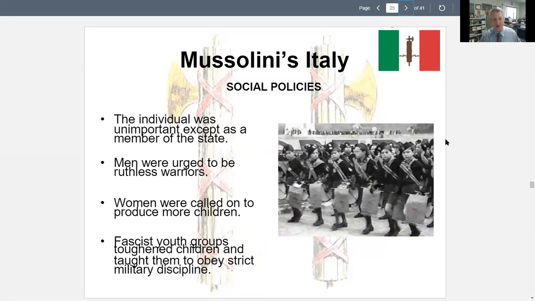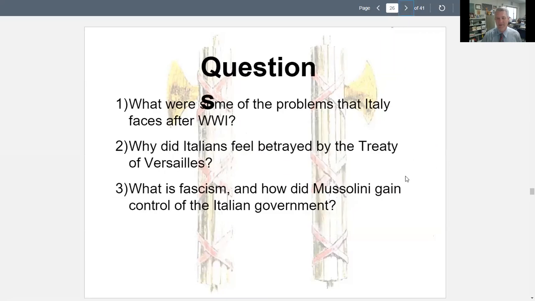In terms of social policies, right? Individual was unimportant except as a member of the state. Men were urged to be soldiers and ruthless warriors. Women were called on to produce more children. Fascist youth groups, right, are going to indoctrinate children at a young age and teach them about military life, right?